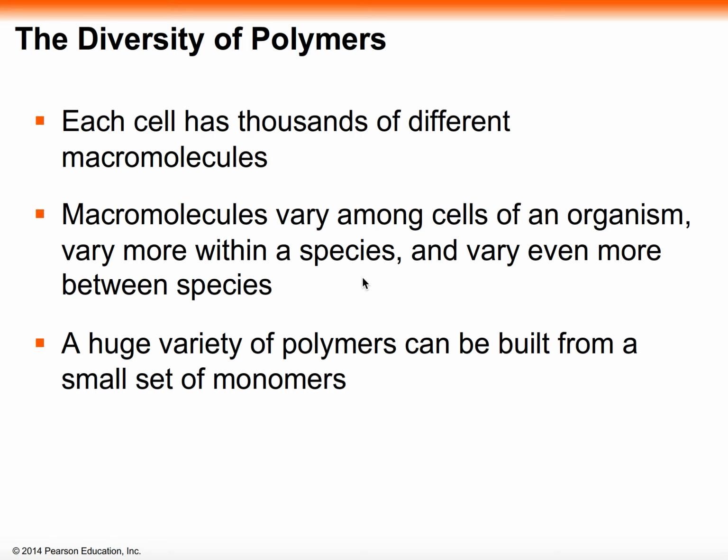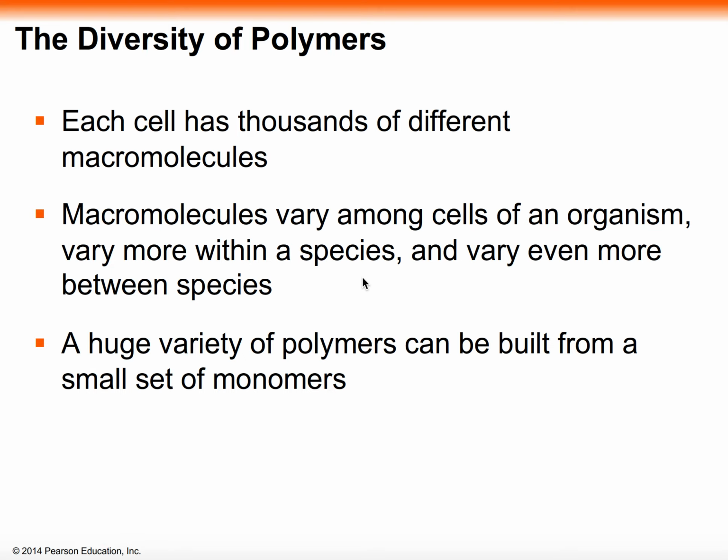So we have these macromolecules, and they're not only going to vary among our individual cells in one organism, but they're going to be different among species. And we're going to derive the same set of monomers to make these polymers, but they're just going to be different. So we do have this huge variety of polymers, and they can be built from a small subset.